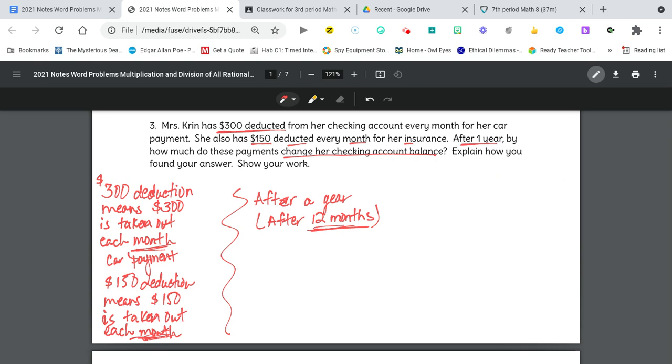So basically, this is going to be deducted 12 times, and this is going to be deducted 12 times because that's going to make the whole year. How much did the payments change her checking account? Because they are deductions, I'm going to look at my total deduction. How much is total deduction per month?